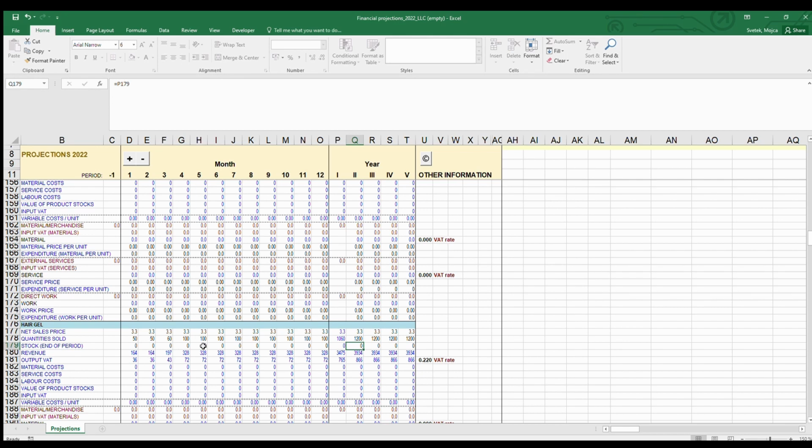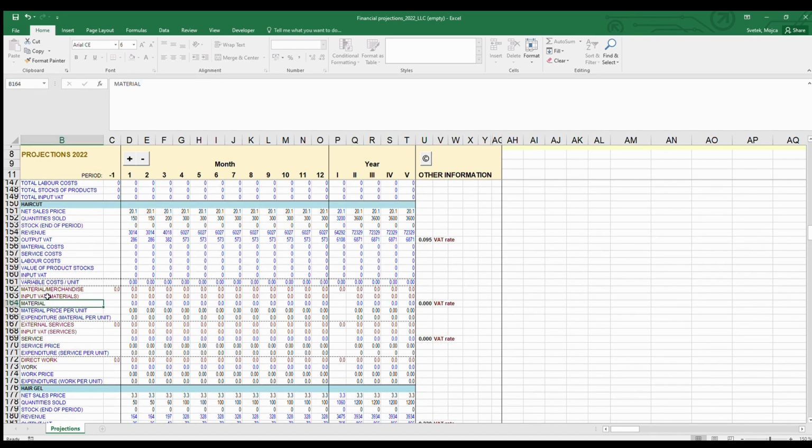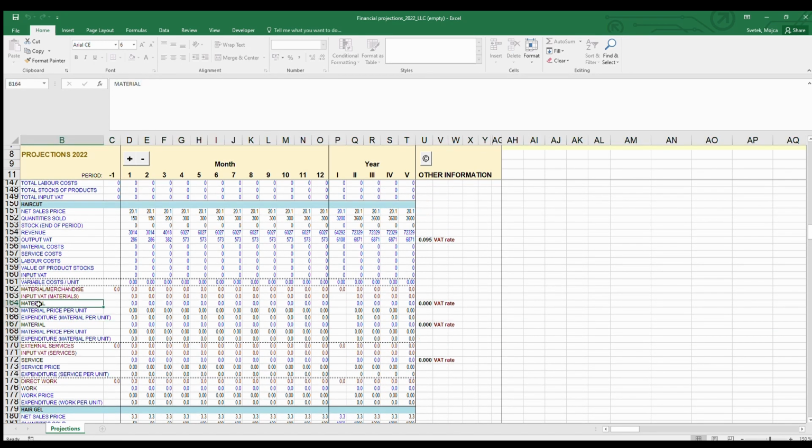Now, we have to consider the costs of producing this revenue. First, let's discuss the costs of materials. We have to consider the so-called cost price or purchase price. The purchase price consists of the product's cost plus any transportation cost or customs cost, for example.